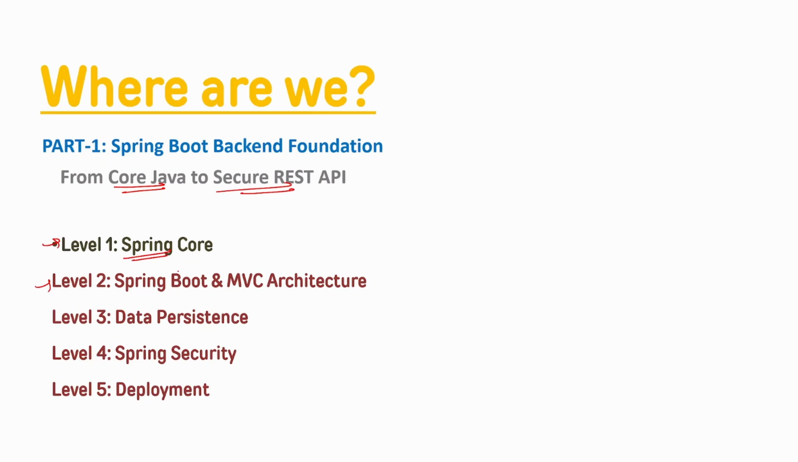In level 3 we will learn about how we can use the database in our Spring Boot application and what is data persistence and why there is a need for it. In level 4 we will learn about how we can secure our application using Spring Security. And in level 5 we will learn about how we can deploy our Spring Boot application. So after part 1 you will be able to create any type of Spring Boot monolithic application.